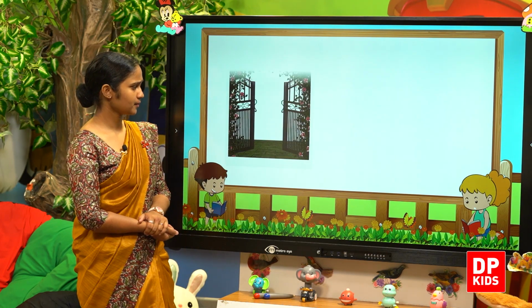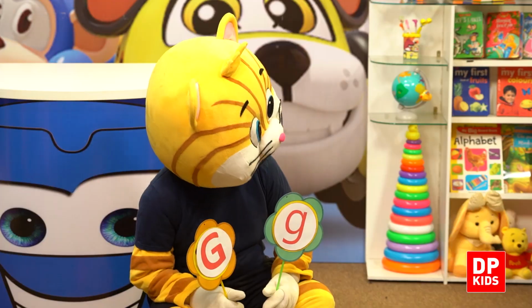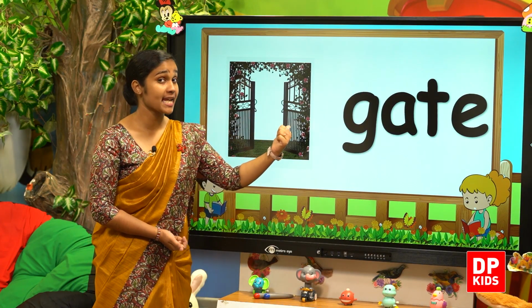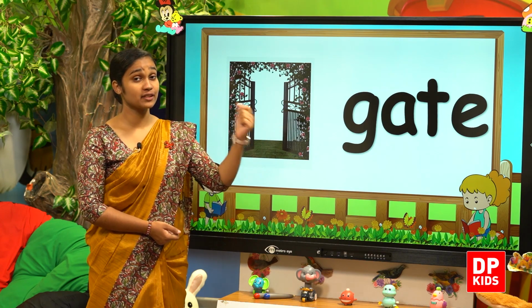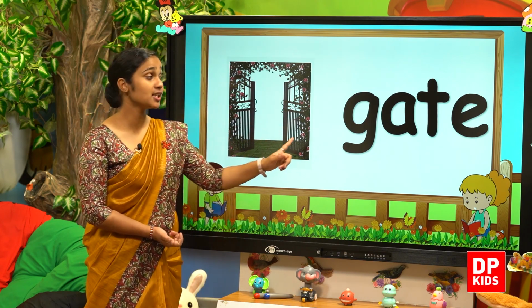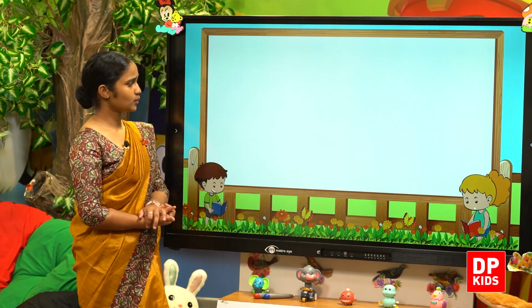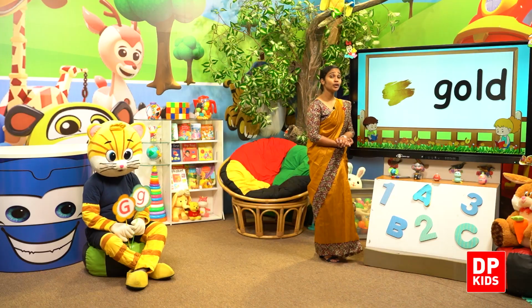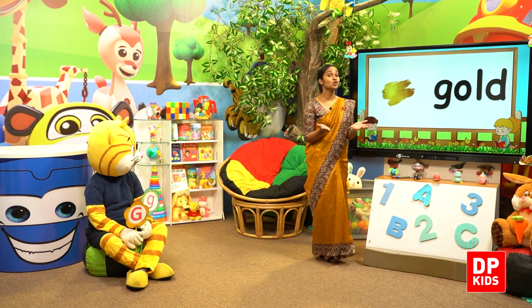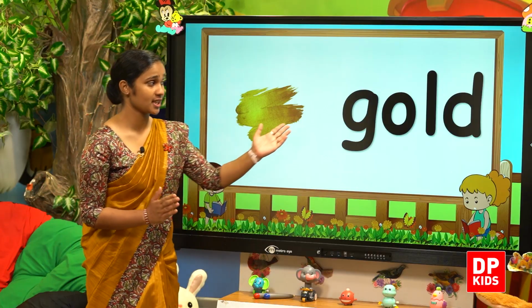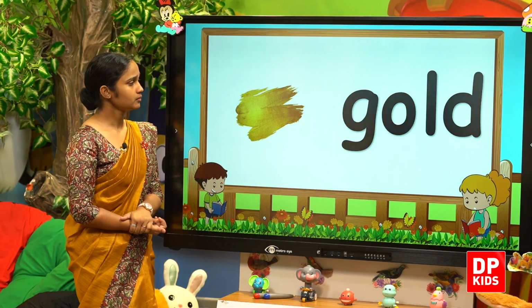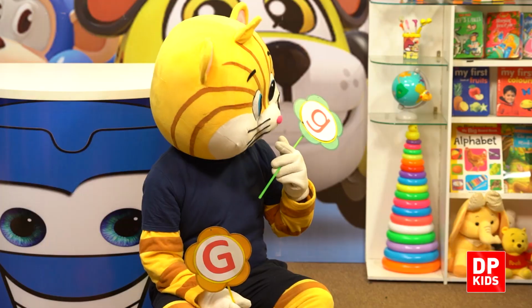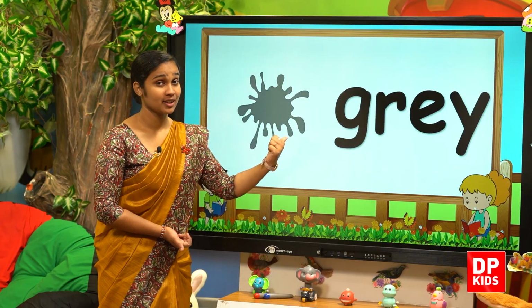We'll go to the next one. Kitty, what is this? I think in our previous lessons, we studied a lot about this word. G. Gate. G. Gate. Gate's first letter is G. Yes. G. Gate. What is the next word? What is this? What do we call the golden color? Gold. G. Gold. Yes. Gold. What is this color? Kitty, do you know what is this color? Yes. G. Gray. G. Gray.